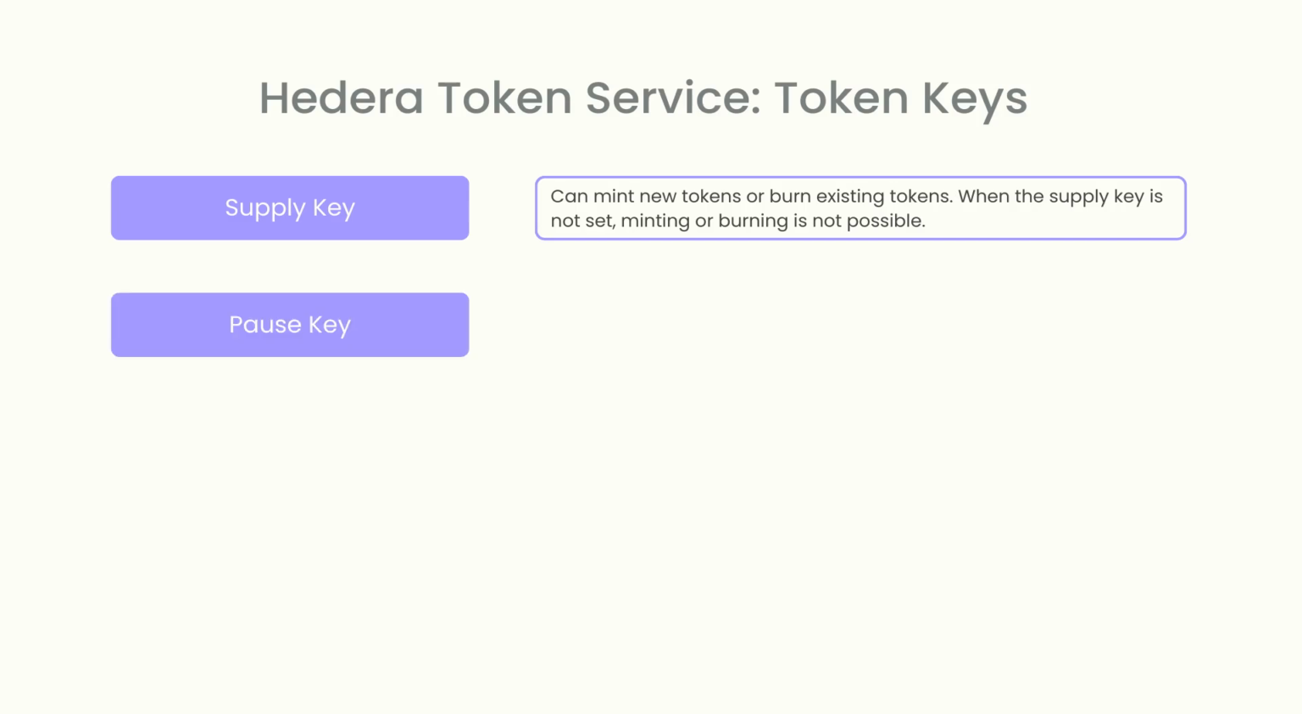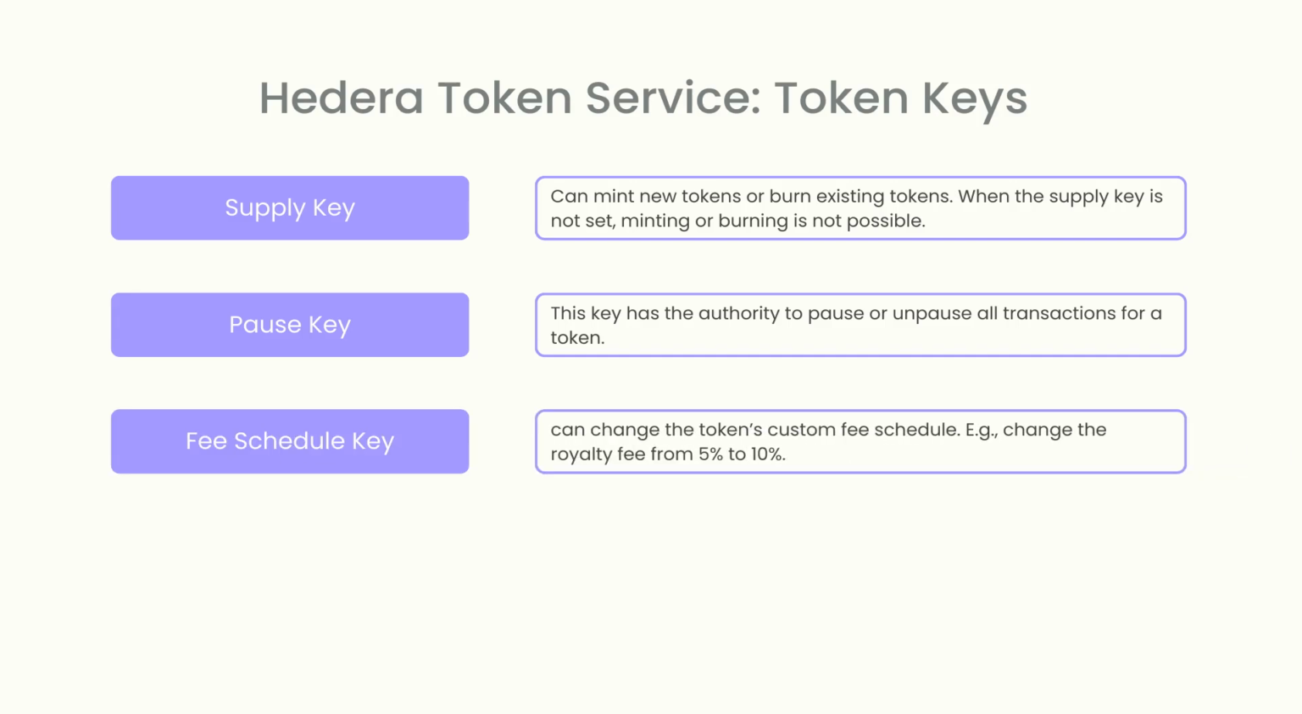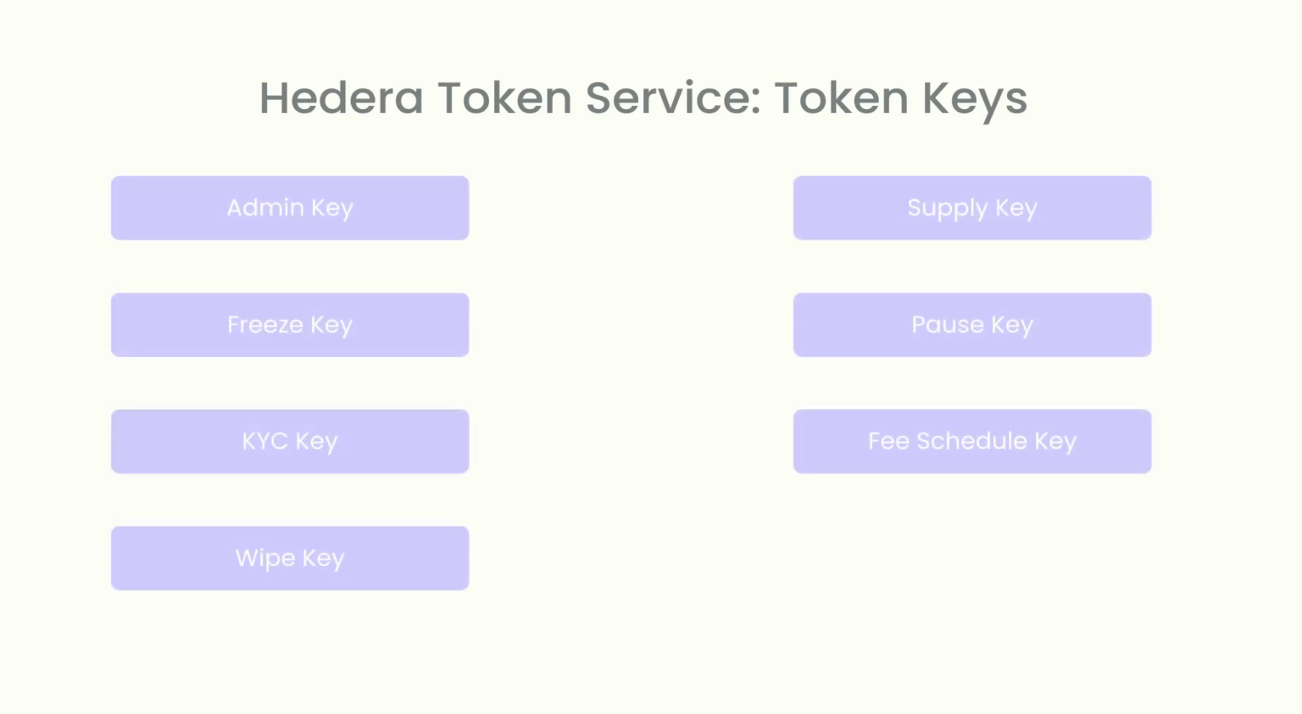Further, you can set a pause key. This key has the authority to pause or unpause all transactions for a token. And lastly, the fee schedule key can change the token's custom fee schedule. For instance, you decide that anyone trading your NFT should pay you a 10% royalty fee, instead of the 5% royalty fee you had set when you created the token. In short, with these keys, you can fully customize and control your token.